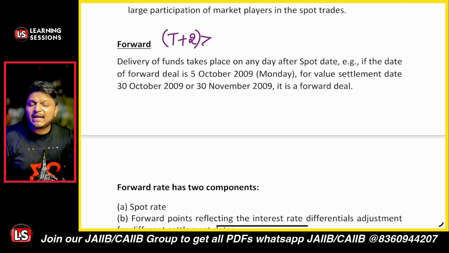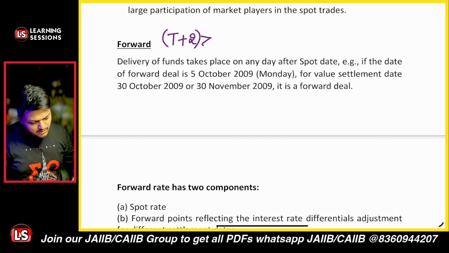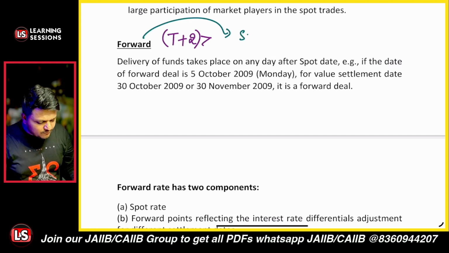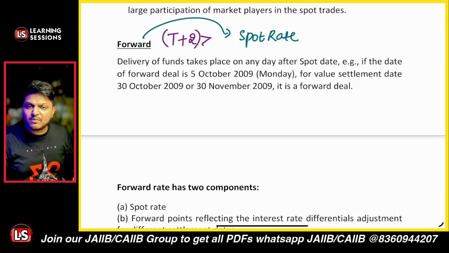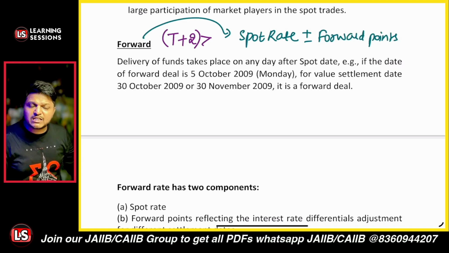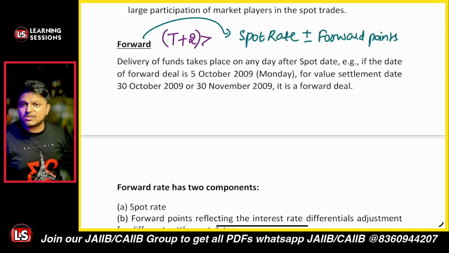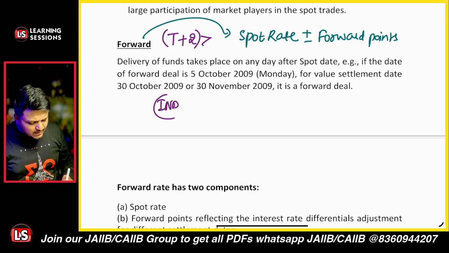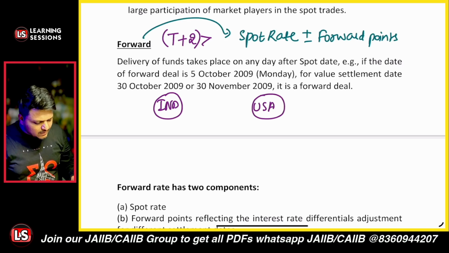And the forward rate actually has two components. One, it's linked to the spot rate. Whenever we are discovering the forward rate, it is discovered on the basis of the spot rate, plus or minus forward points. Now, what are the forward points? Forward points are calculated based upon the interest rate differentials. Now, what is an interest rate differential? Let's say there are two countries we are assuming, India and the USA, and let's assume the rate of interest in India is 9% and the rate of interest in the USA is 6%.